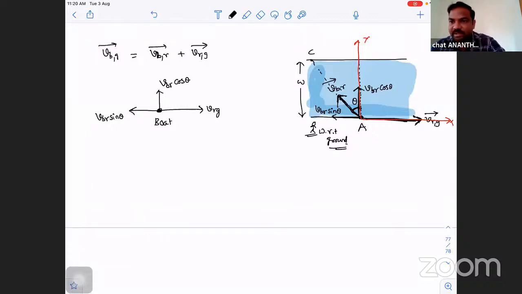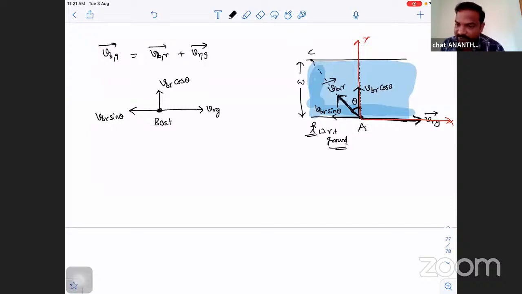Because of VRG, the boat will try to move towards the right. All of you listen to me carefully. Stop writing and listen to me. Because of VRG, the boat will try to move towards the right. Because of VBR sin theta, the boat will try to move towards the left. Because of VBR cos theta, the boat will try to move across the river, perpendicular to the river. Wait, I'll discuss all this.